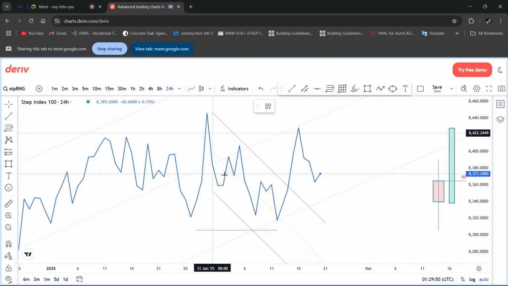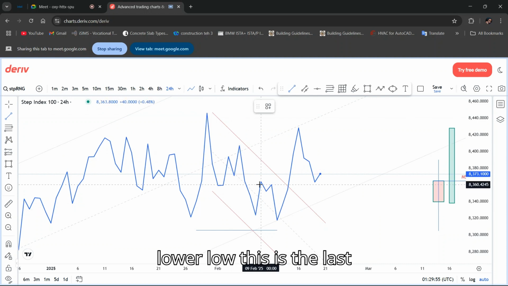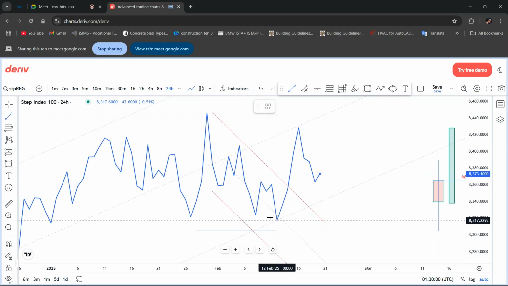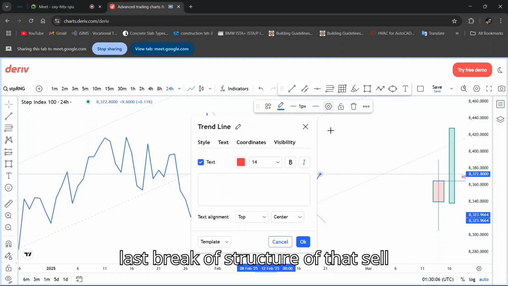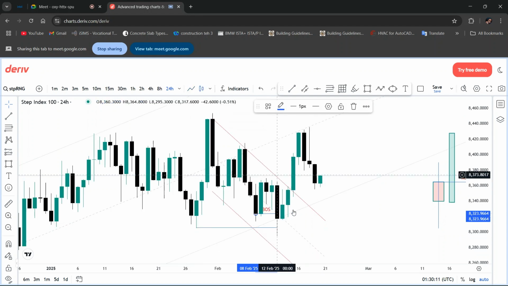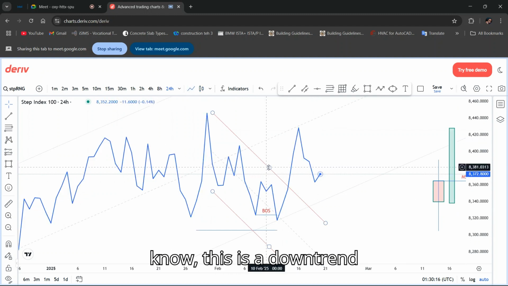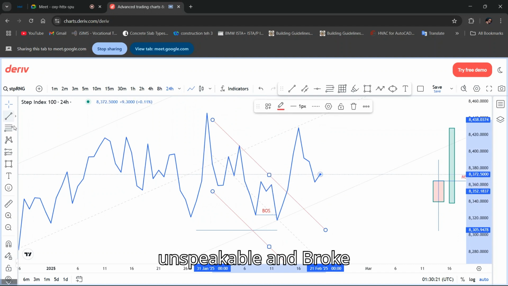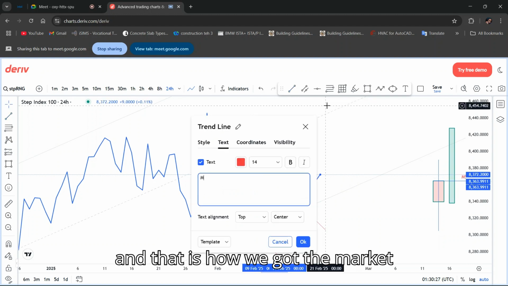Sorry, lower high, lower low, lower high, lower low. This is the last lower high, and this is the last lower low. So we can say that this was the last break of structure of that sell trend. Right there is the last break of structure. And because we got a last break of structure here, and mind you, this is a downtrend, right? The market did the unspeakable and broke here, giving us a market structure shift, and that is how we got the market structure shift.